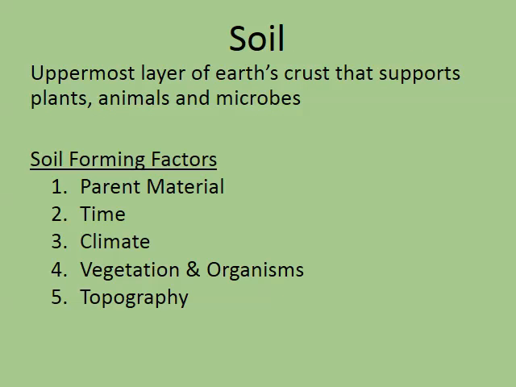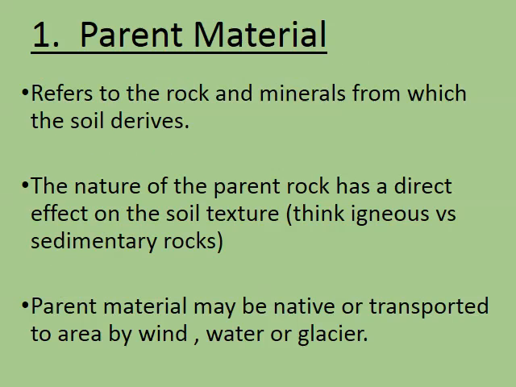So when we're talking about soil, it's the uppermost layer of the Earth's crust, and there are 5 different main factors of how soil forms. First is your parent material. This is the rock and the minerals that are actually giving way to this soil. So when you're thinking about igneous versus sedimentary rocks, your igneous rocks are going to break down way slower than your sedimentary rocks. And your parent material can be native to that area. It can be rocks that are brought in through wind, water, glaciers, things like that.